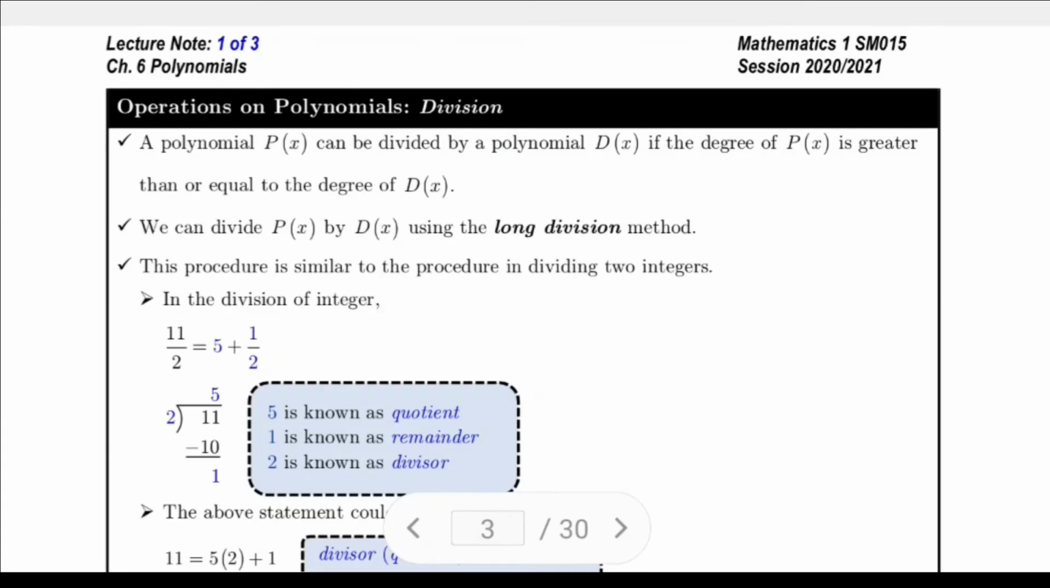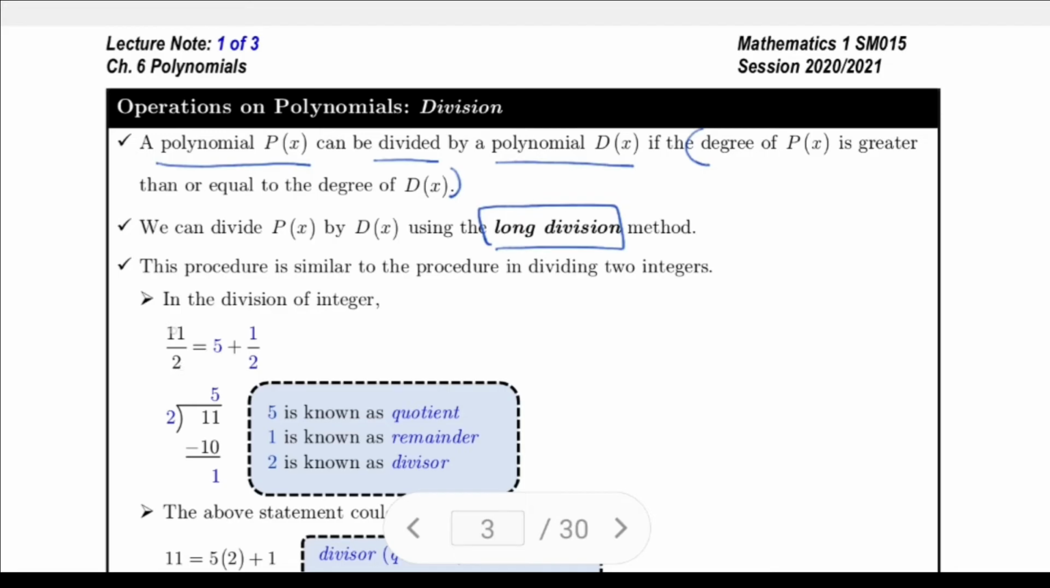Now move to page 3, operation on polynomials, which is division. A polynomial Px can be divided by a polynomial dx if the degree of Px is greater than or equal to the degree of dx. We can use the long division method. This procedure is similar to the procedure in dividing two integers.